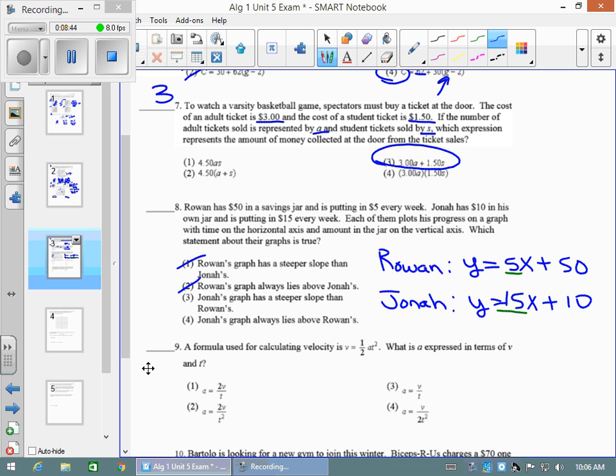Taking a look at choice 3, Jonah's graph is steeper than Rowan's. Well, Jonah's has a slope of 15 and Rowan's has a slope of 5, so yes, that is correct. The higher the number, the steeper the slope.